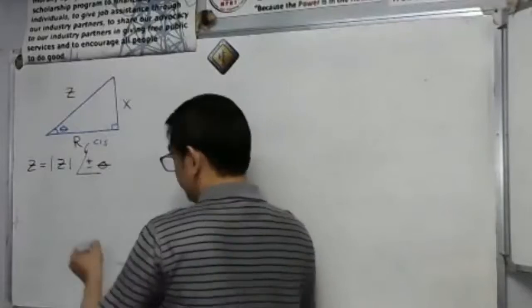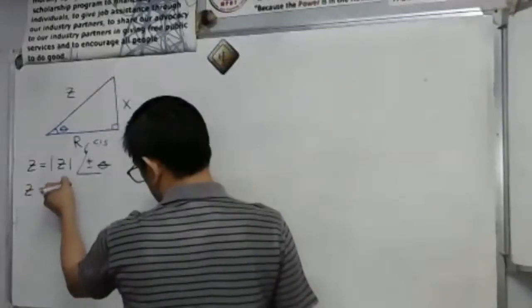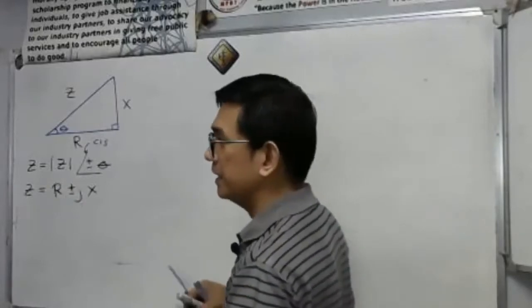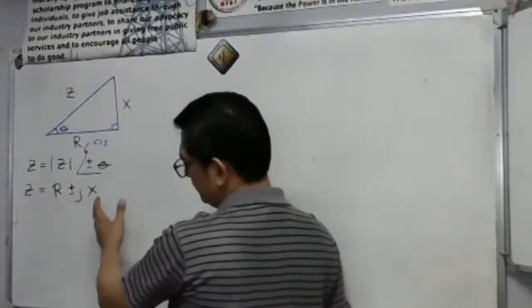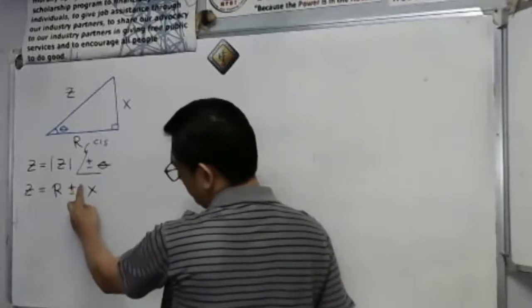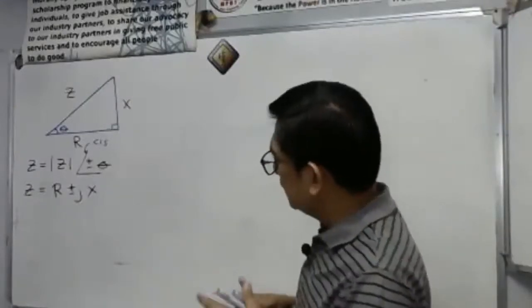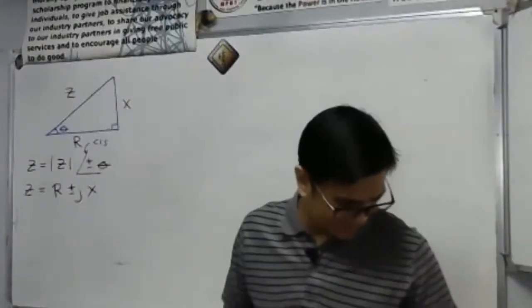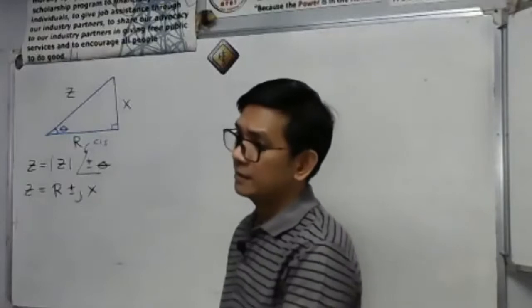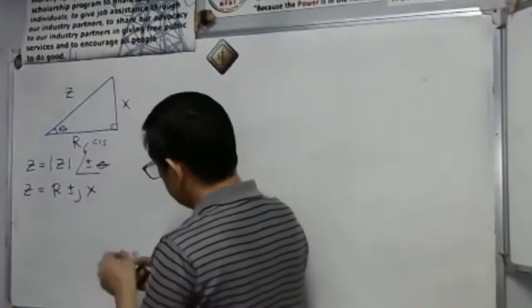What about in rectangular form? Our Z is equal to R plus minus jX. That is in rectangular form. Again, sorry about this, the plus minus j is studied in advanced engineering mathematics. That is a very long discussion, so I cannot discuss that today. But I can give you a bit of an idea.